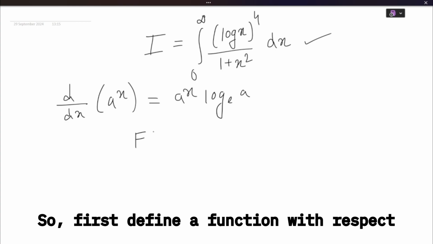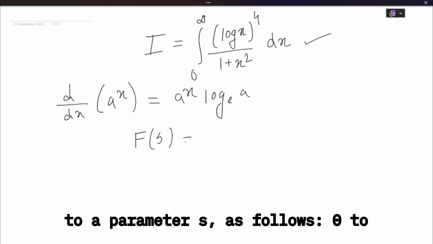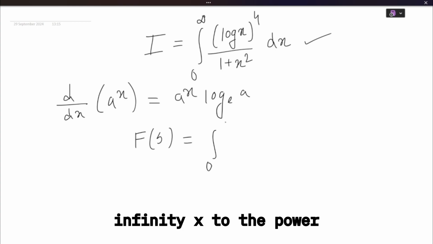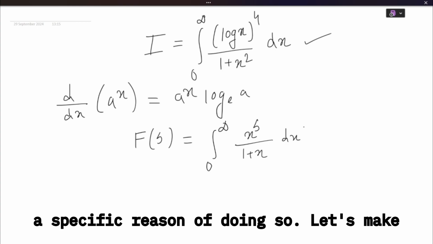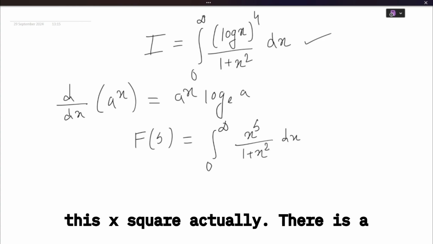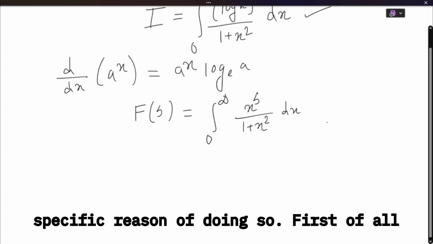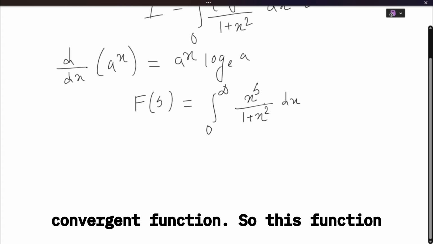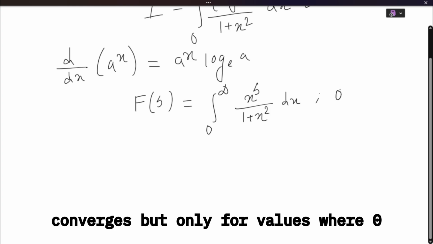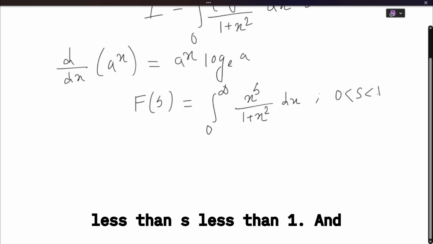So first define a function with respect to a parameter s as follows: integral from 0 to infinity of x to the power s divided by 1 plus x dx. Now, there's a specific reason for doing so. Let's make this x squared actually. First of all, you have to notice that this is a convergent function. So this function converges, but only for values where 0 is less than s is less than 1.